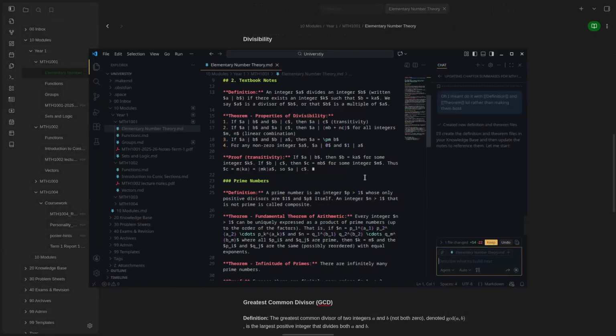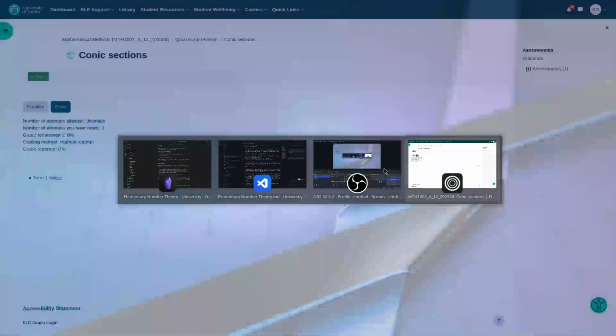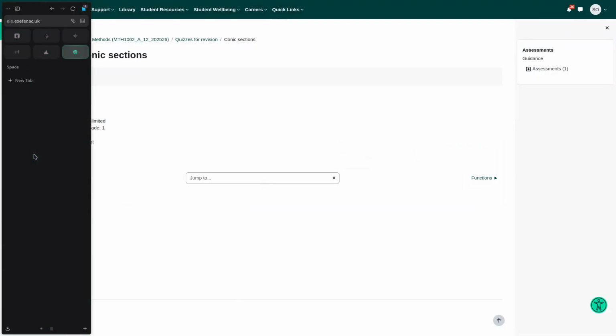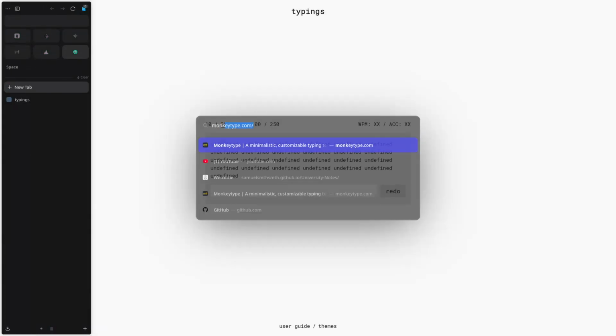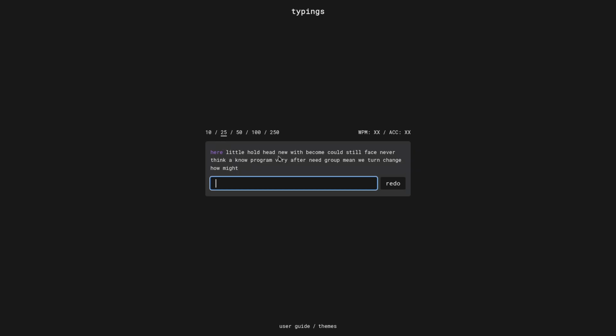When I say that, there's more impressive stuff. I should also warm up my fingers to get ready to type a lot. Typing, Monkeytype, Monkeytype.